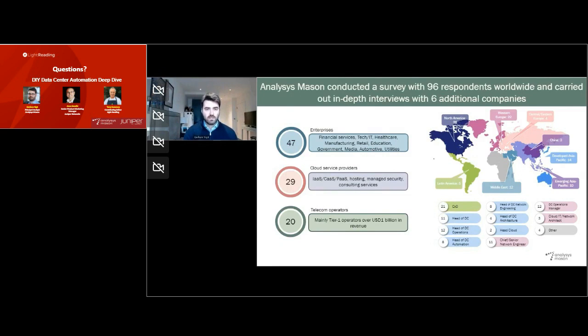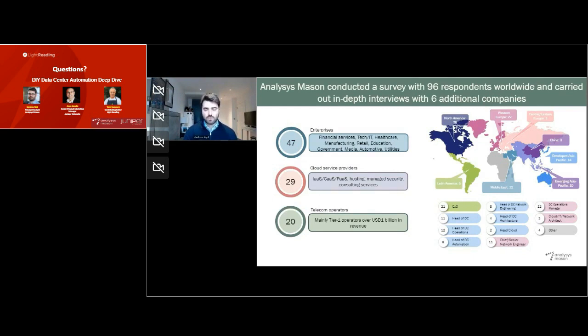So we surveyed a large number of enterprises from a wide range of sizes and verticals. You can see these on the left-hand side. And the majority of these enterprises, they own between 25 to 50 data centers. But even the smallest ones, they have at least one or two.